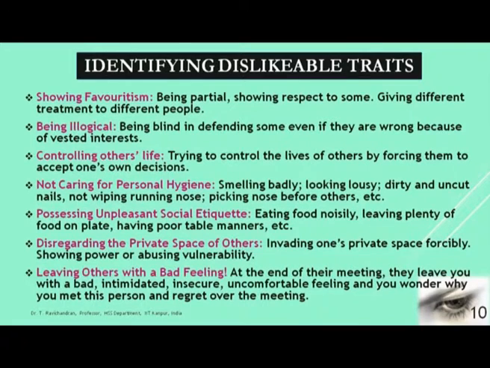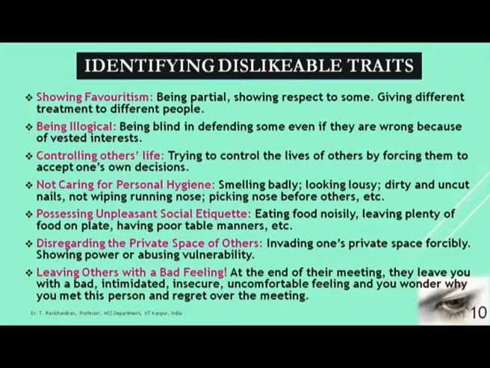Being illogical is another dislikable trait. What do these people do? Generally, you cannot reason them out. The other thing is, they are blind in defending some people, even if they are wrong, because of vested interests. So, you cannot convince them with reason that somebody is wrong, because these people like them, so they will blindly defend them. The other bad quality in some people is trying to control others' lives, especially by forcing them to accept one's own decisions.